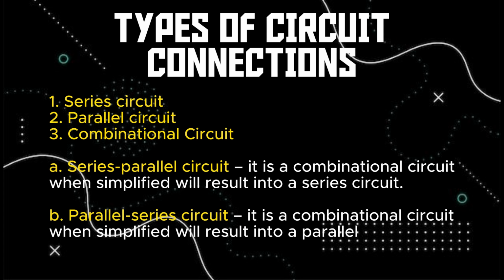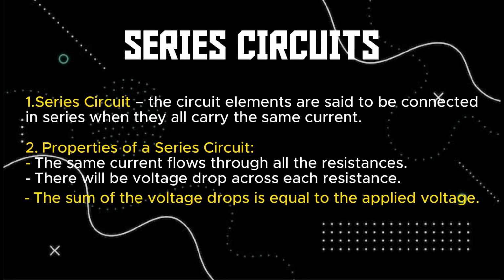Last, series circuit. The circuit elements are said to be connected in series when they all carry the same current. Next, properties of a series circuit. Number 1. The same current flows through all the resistances. 2. There will be a voltage drop across each resistance. Number 3. The sum of the voltage drops is equal to the applied voltage.